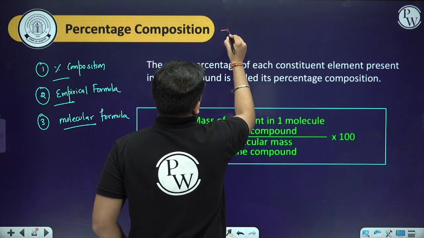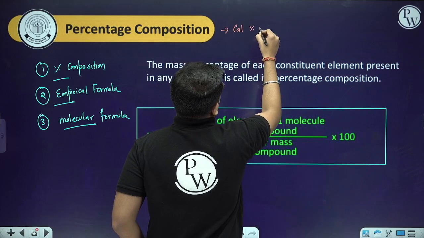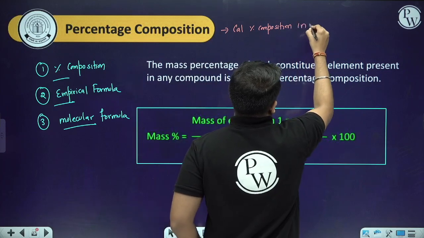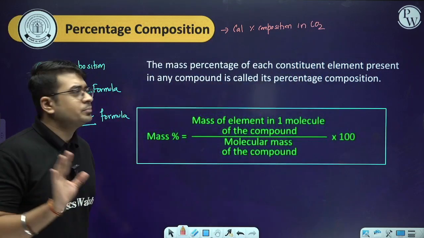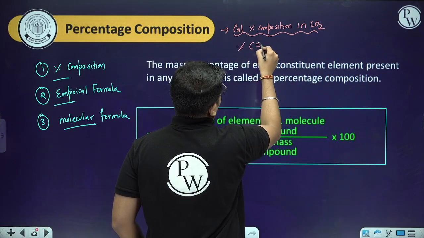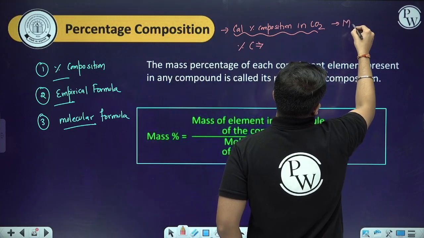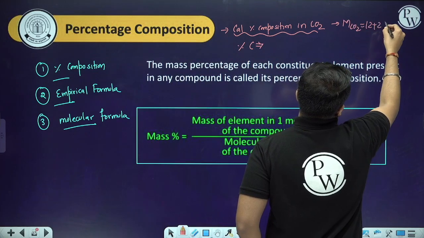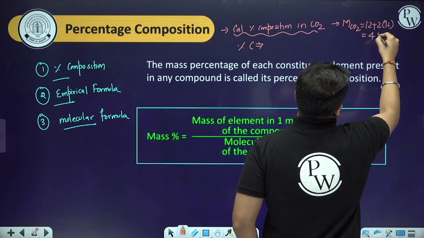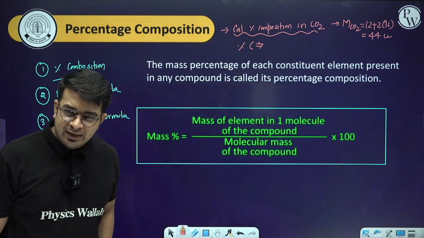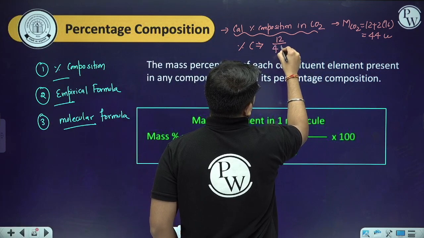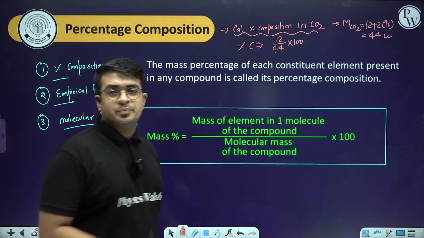Let's say I'm saying calculate percentage composition in CO2. Very simple thing, percentage composition in CO2. So the percentage of carbon will be, first of all, the molar mass of CO2 will be 12 for carbon, 2 multiplied by 16 for oxygen, that will be 44 U. I can take U, I can take gram, whatever it is, don't worry. So carbon is present, 12 U divided by total is 44 multiplied by 100, that is the percentage of carbon.